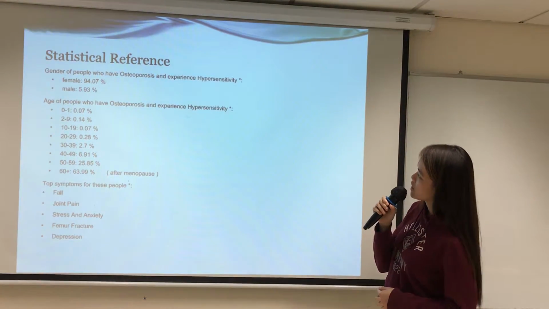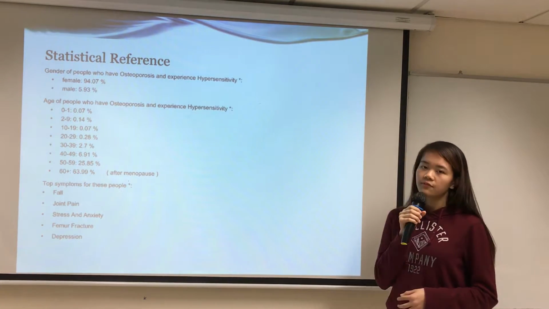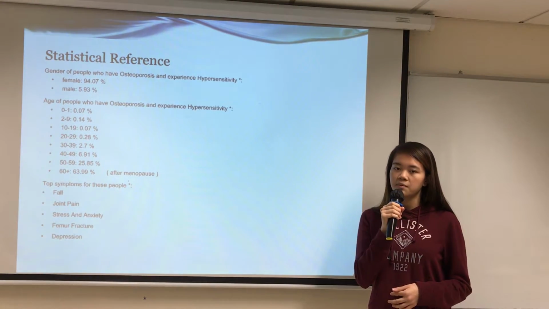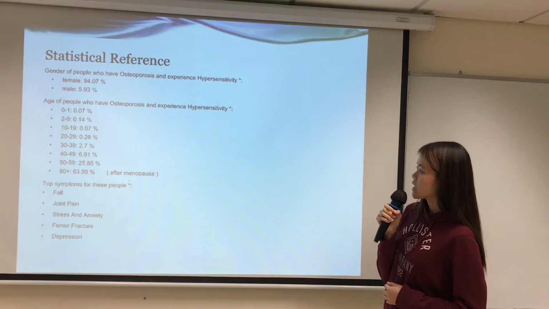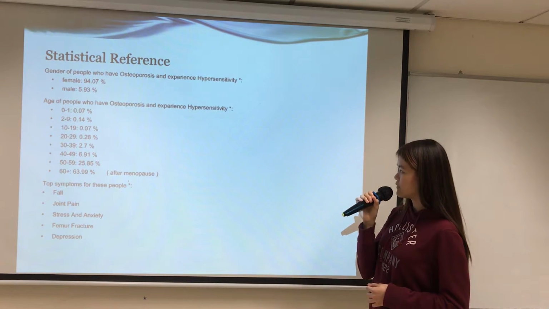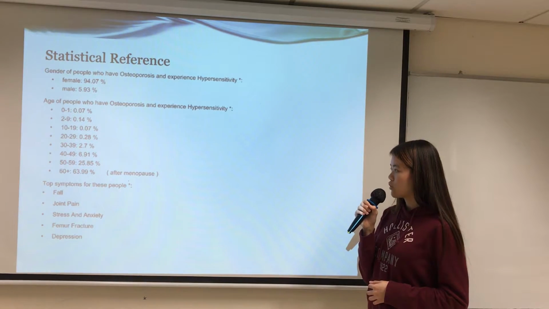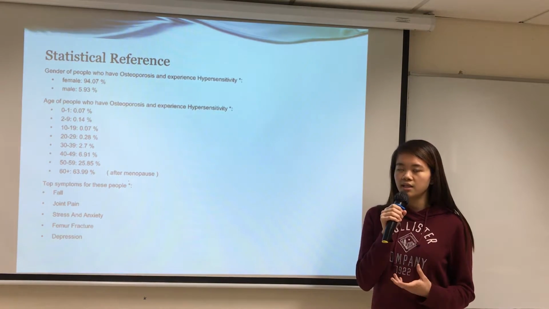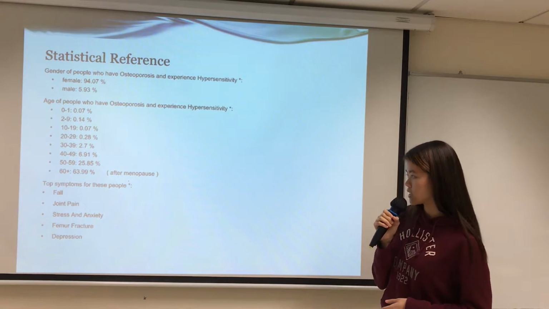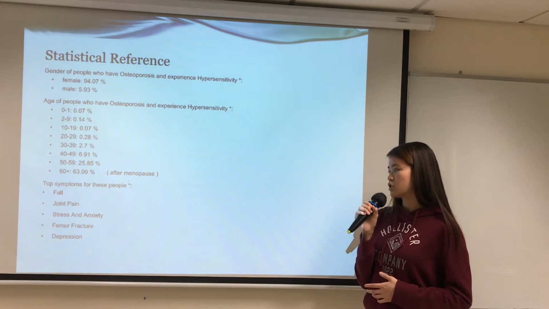The first shows the gender of people who have osteoporosis and experience hypersensitivity. We can see that females account for 94% of those having the above disease, which indicates that females have a higher risk than males. The second research showed the age of people who have osteoporosis and experience hypersensitivity. The age groups of 50 to 59 and over 60 years old are the dominant groups, and we can see that higher age leads to a higher risk of having the above disease. The top symptoms for these people are, first, falls, and second, joint pain, etc.